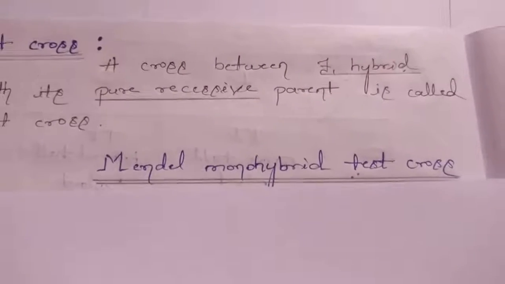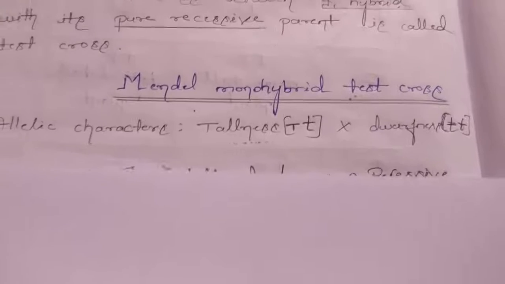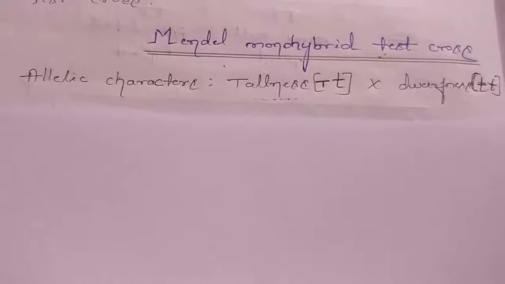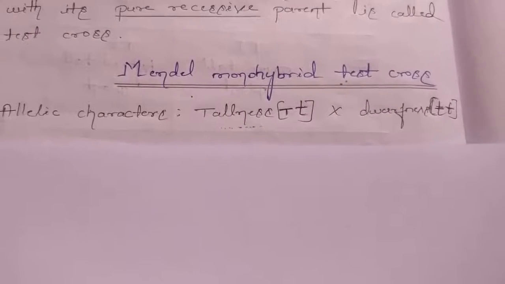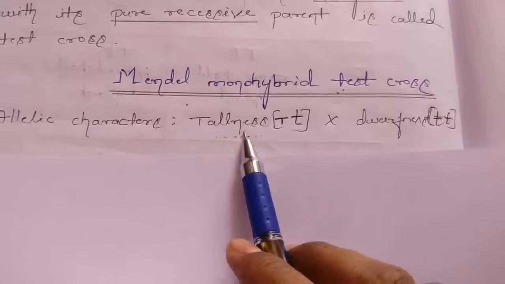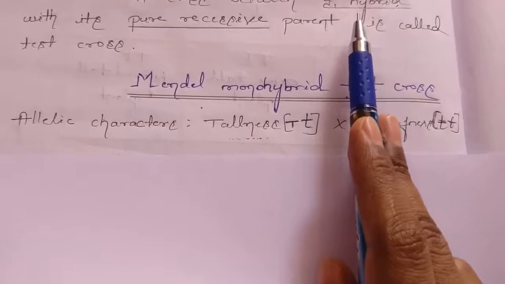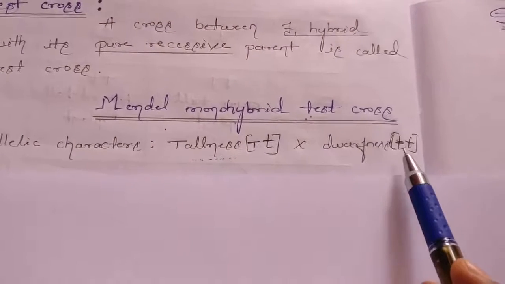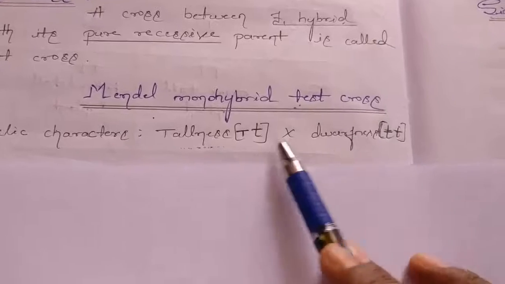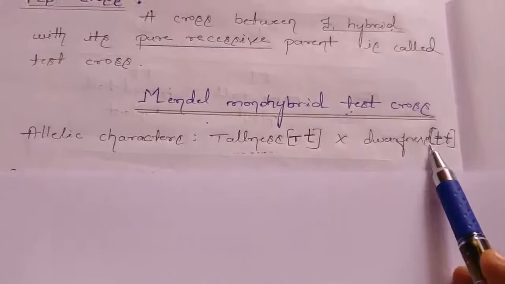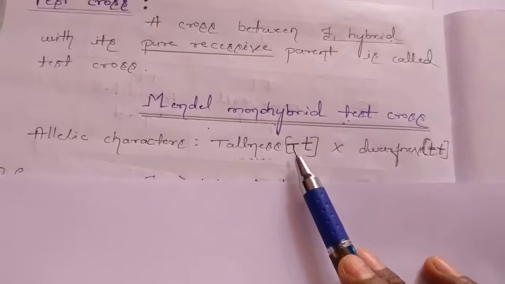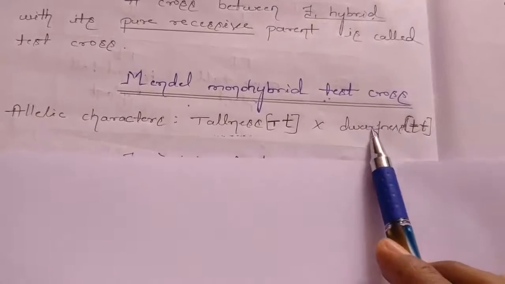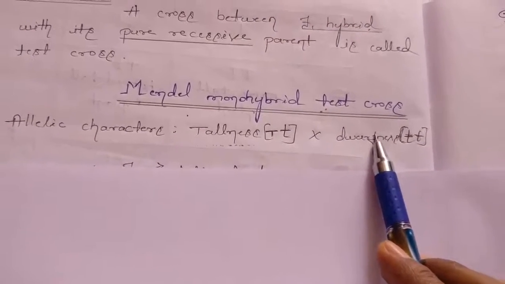Here we are going to take the cross between the F1 hybrid, right? I've written here the allelic character we have taken, which is the height of the plants, notifying the tallness and the dwarfness. The two characters we have taken are tallness and dwarfness. According to the F1 hybrid, we got the result as capital T and small t, right? And the dwarfness of pure plants was small t and small t. So that is what we have written here. The next step: these two will be the F1 hybrid with the pure recessive parent, and these two will be the parental generation.